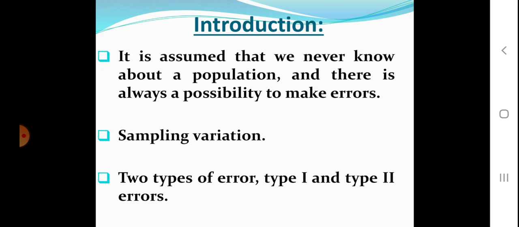Introduction. Students, statistical inference is a procedure in which we try to make a decision about a population by using information from a sample, which is a part of it. But in modern statistics, it is assumed that we never know about a population, and there is always a possibility to make different types of errors.